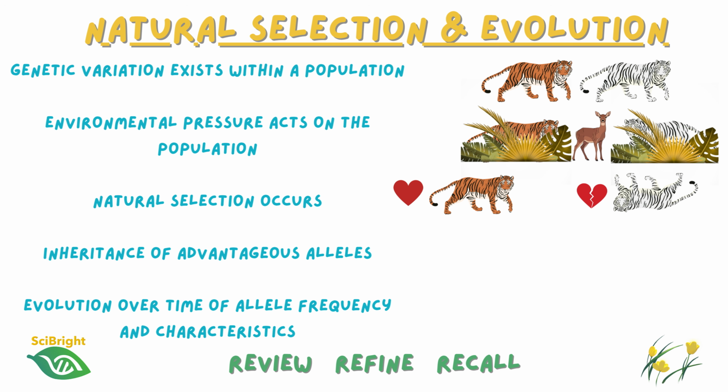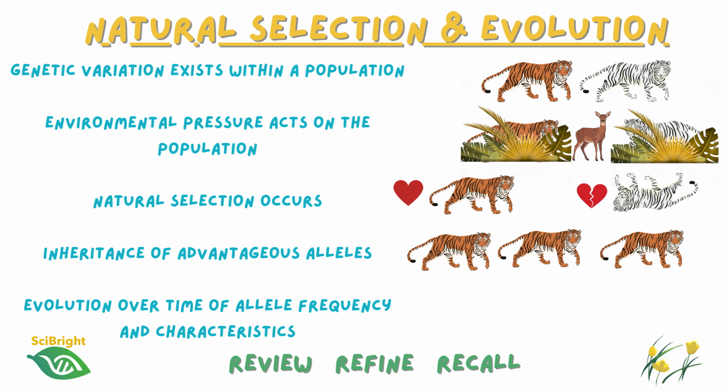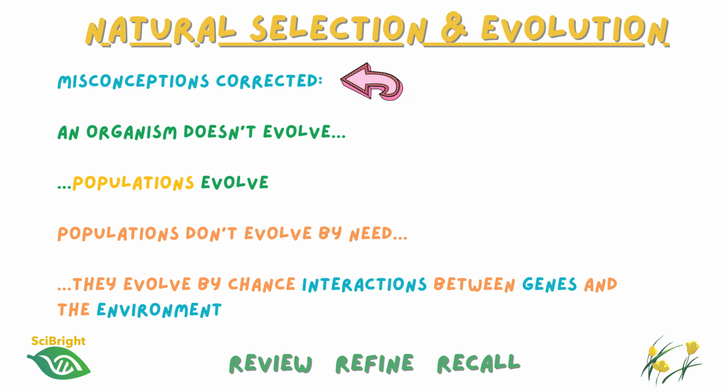Those individuals are more likely to survive, reproduce, and pass on their advantageous alleles to their offspring. If this occurs over many generations, those beneficial alleles become more frequent within the population, and this causes the population to evolve its characteristics. Now, one of the most important things to remember is that individual organisms do not evolve, populations do. Evolution is a gradual change in the frequency of alleles within a population over many generations.